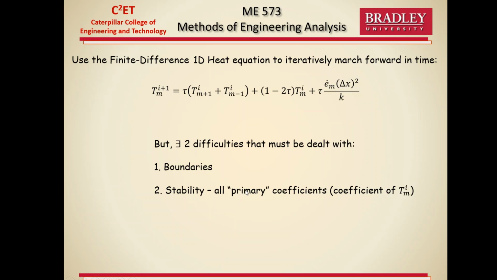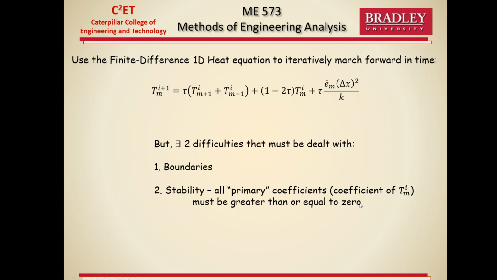The other thing is stability. If you want to read a little bit more about this, there's something called primary coefficients. This is dealt with in, I believe, chapter 5 of the book you use in your heat transfer course. You might want to look it up there. What we mean by the primary coefficient for this particular version of the heat equation is just this 1 minus 2 tau. It's the term that multiplies the temperature evaluated at node m at time i. That's called the primary coefficient. That has to be greater than or equal to zero.